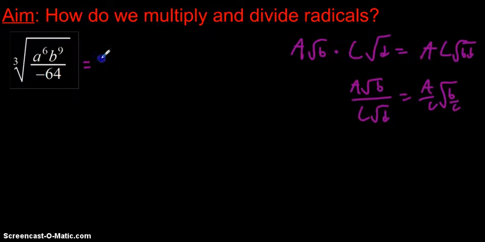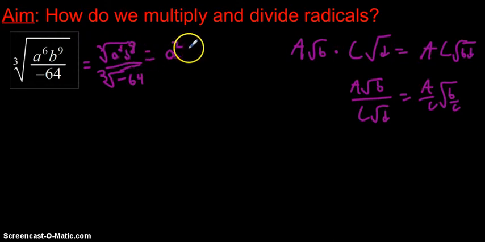So that is the cubic root of a to the 6th over b to the 9th, and the cubic root of negative 64. Okay, and the question that sometimes gets asked is, should you separate them? And the answer is, it depends. In this case, it seems to make more sense. The cubic root of a to the 6th is a squared. The cubic root of b to the 9th, I wrote that 9 really poorly, is b to the 3rd.